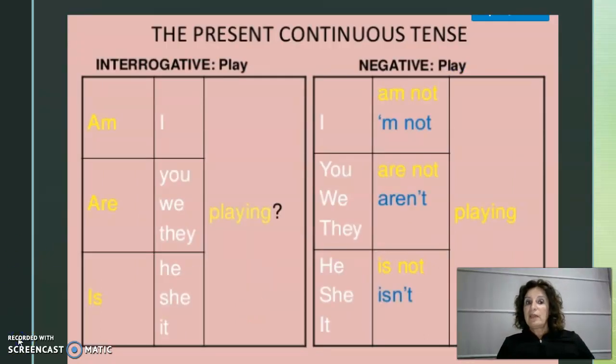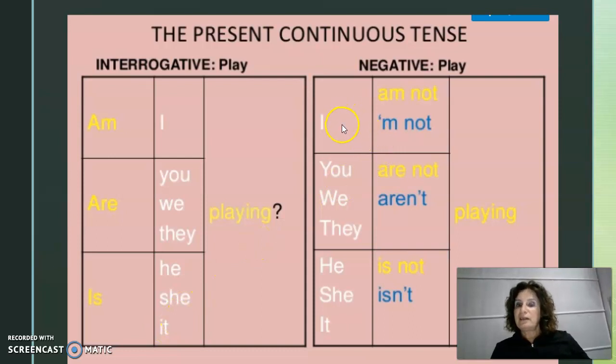Here we can see other two grids about the questions and the negative sentences. In the questions, in the first position, we find the verb to be. And we have to use the full form. We can't use the short form of verb to be. So, am I playing? Are you? Are we? Or are they playing? Is he? Is she? Or is it playing?